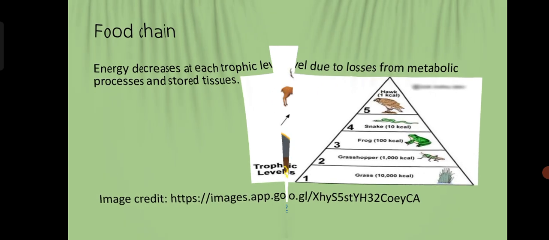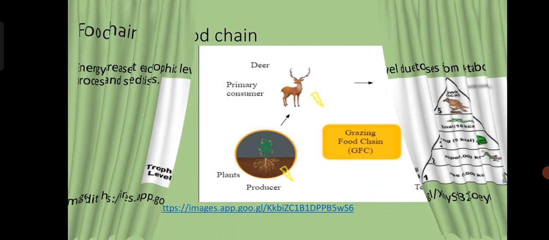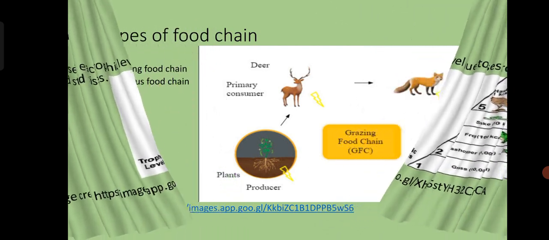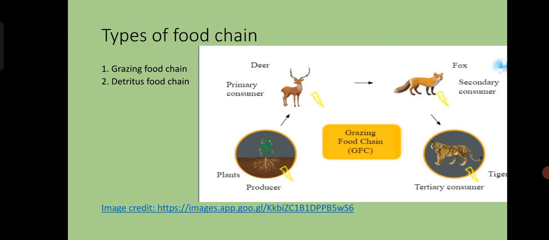Now coming to the next slide. Here we will be learning about the types of food chain. So there are various kinds of food chains and each symbolizes a unique energy flow pattern inside an ecosystem. But there are two primary kinds of food chains found in nature.